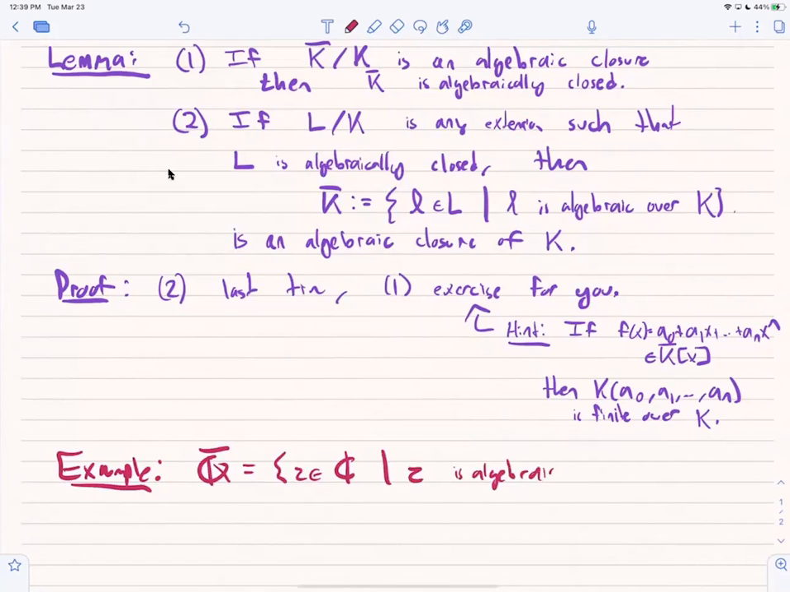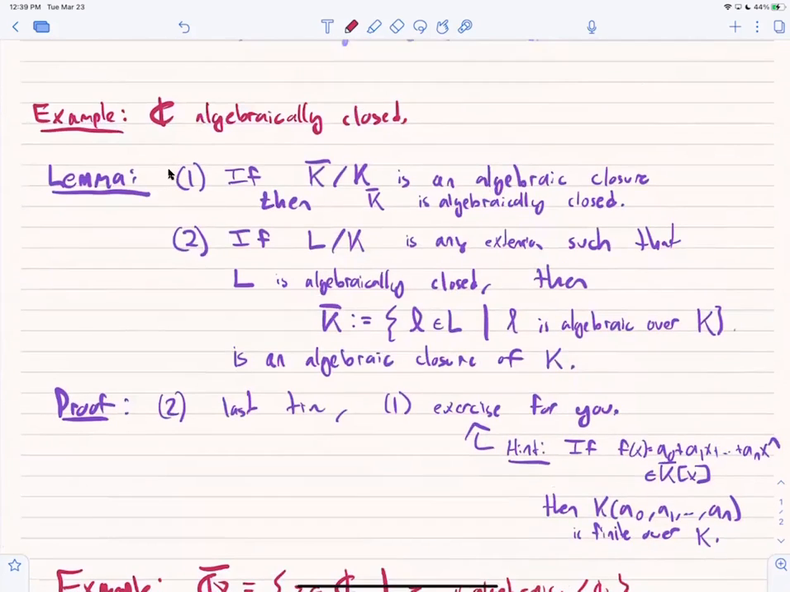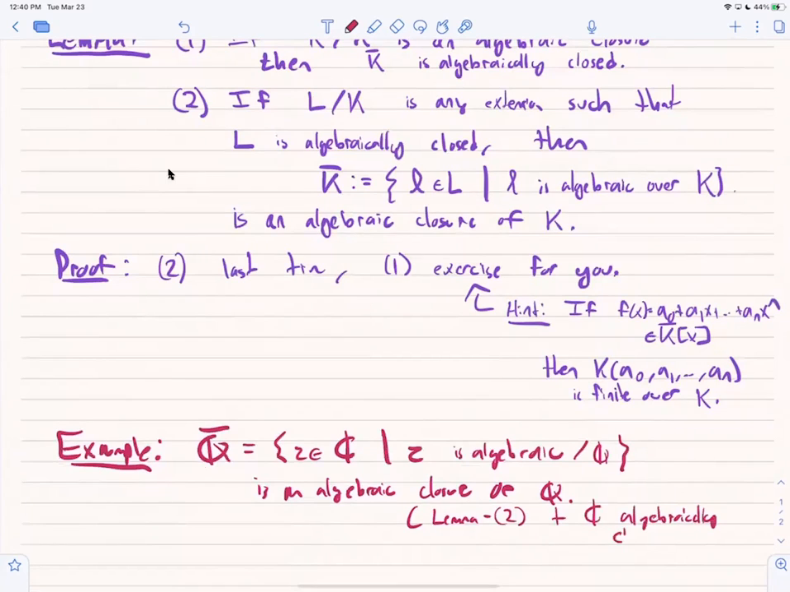So just again, that means it satisfies a polynomial of coefficients in Q. This is an algebraic closure of Q. Because we just use part 1 or part 2 plus C algebraically closed, which again, you can prove using Liouville's theorem. So you can prove that using complex analysis.